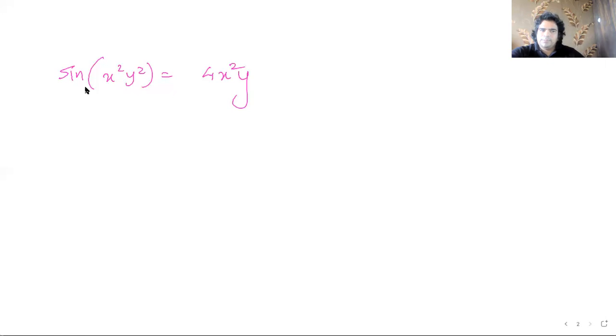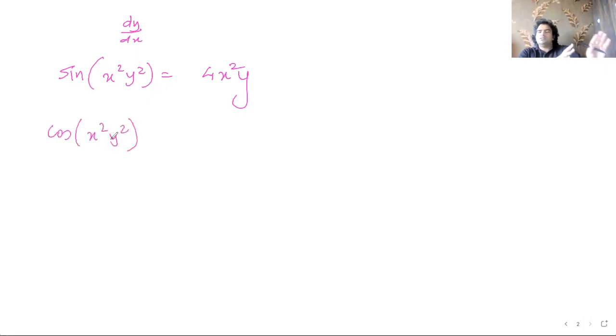So let's take this example where you have to find out an expression for dy by dx for this particular curve. So sine of x squared y squared equals to 4x squared y. Now, this is an example where you will see that there is chain rule, product rule, and you have to carefully apply your skills. Now here you can see sine of some function. So it's like first differentiate the parent function, which is cos of x squared y squared.